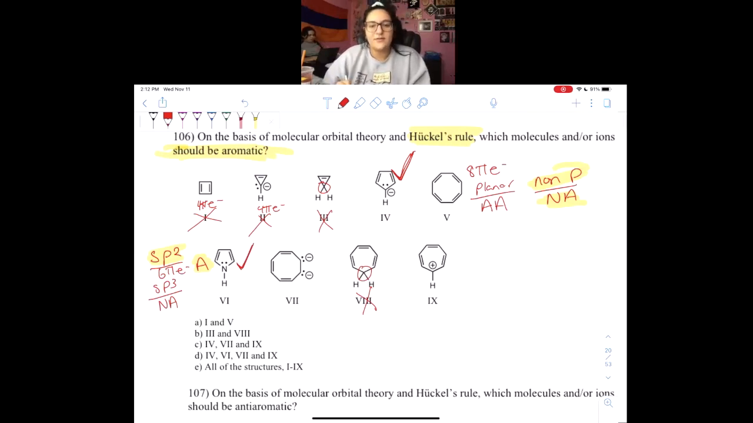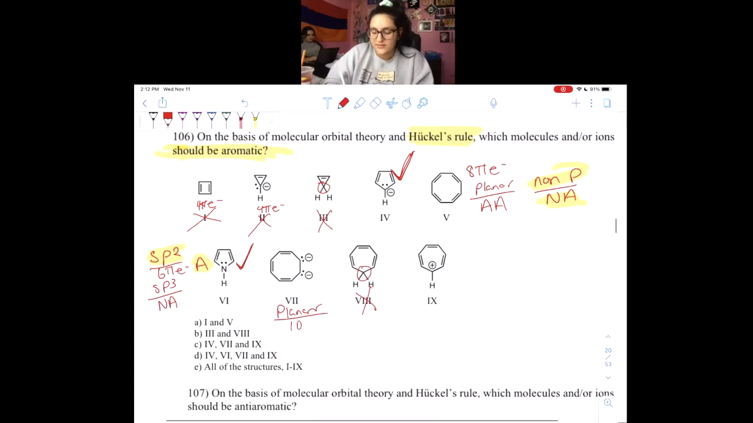Next up, we have one of those 8-membered rings again, so we have to watch out for the planar rule. If it ends up being planar, we will have 2, 4, 6, 8, 10 pi electrons, and this does end up being aromatic. And we know that if it's non-planar, it would be non-aromatic. Planar and aromatic will be more stable, and that means this will be a correct answer.